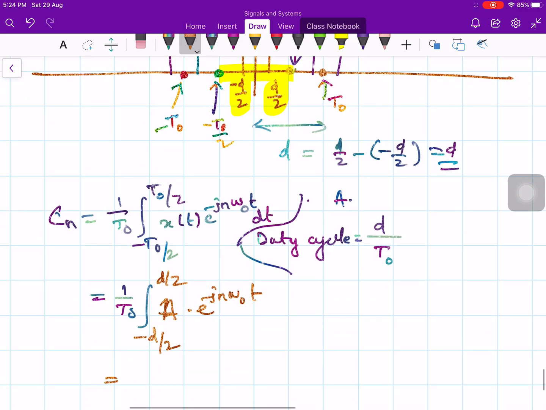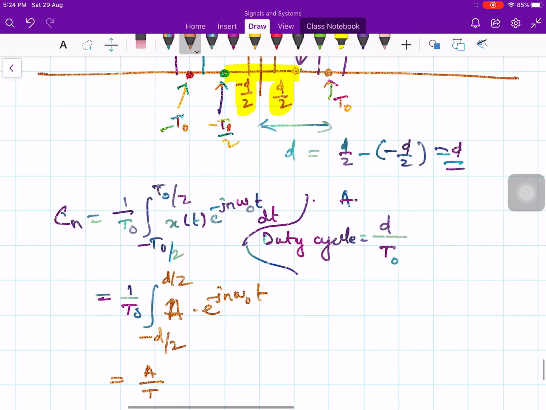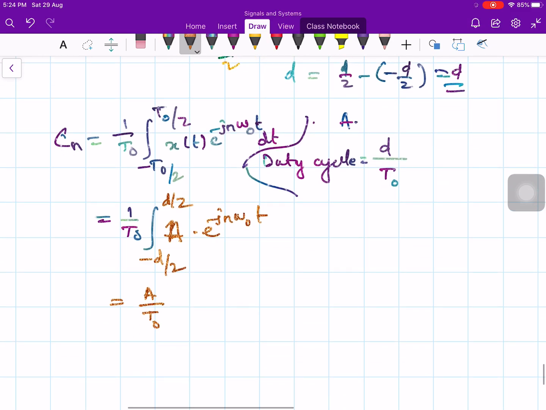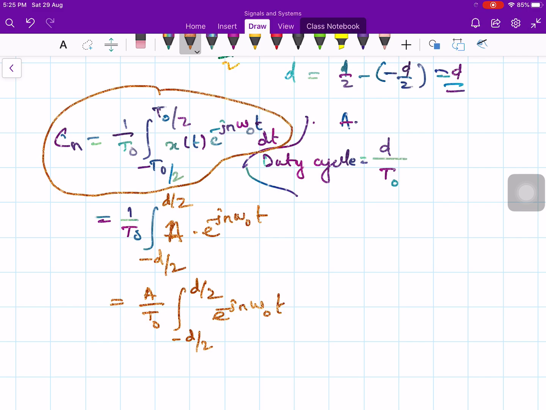You can pull it out of the integration: A over t naught, integral from minus d by 2 to plus d by 2 of e to the minus j n omega naught t. And by the way, this is the standard formula to calculate exponential Fourier series coefficients.